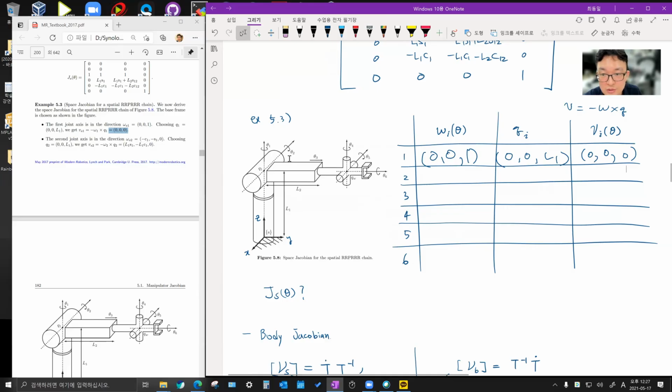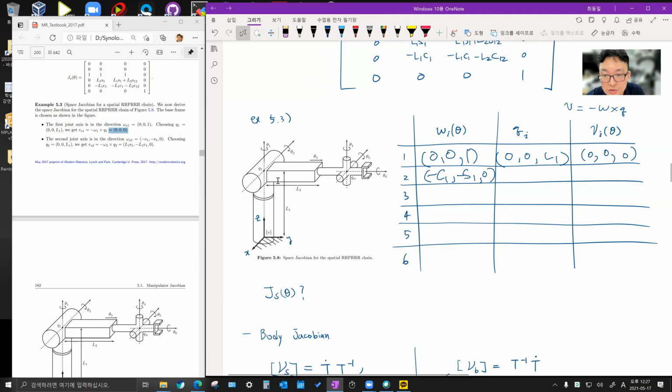And then, in case of this theta 2 axis, actually in the zero configuration, it becomes -1, 0, 0. But in case of theta 2, it depends on theta 1. So if theta 1 is rotating, the theta 2 axis changes depending on theta 1. So this omega 2 should be something like C1, minus S1, 0.